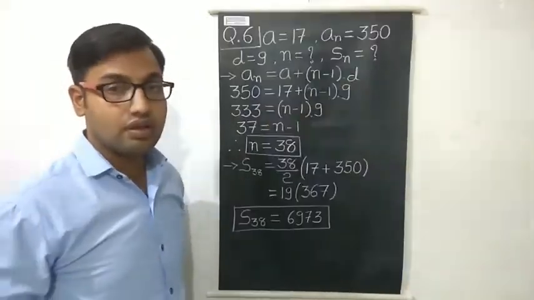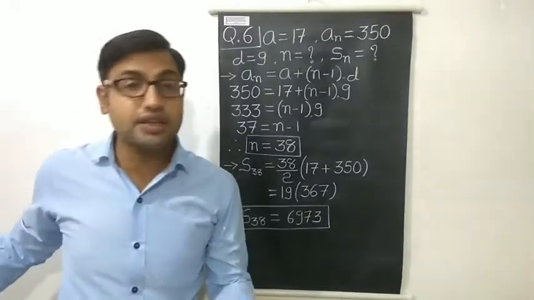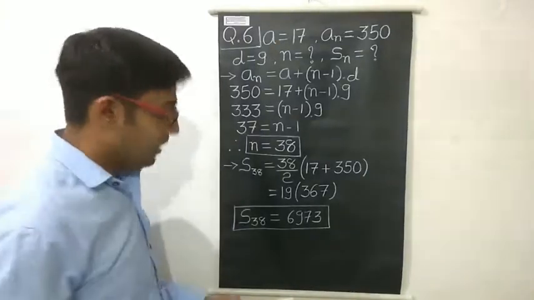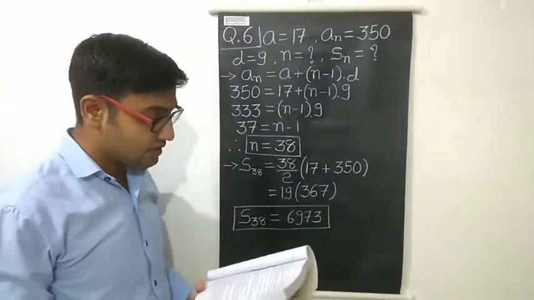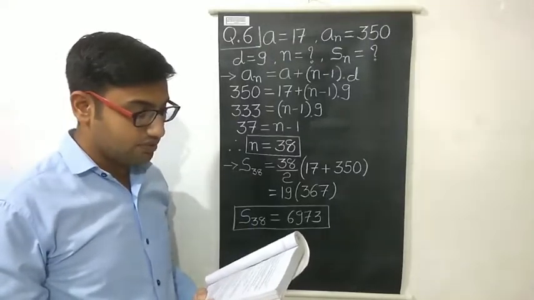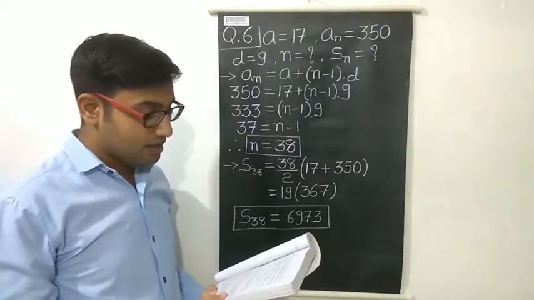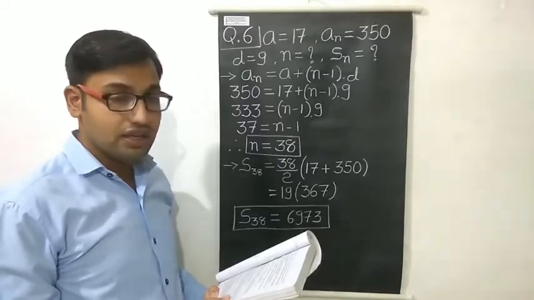Okay? Let us study question number 6. And what is the question? The question is, the first and the last term of an AP are 17 and 350 respectively.